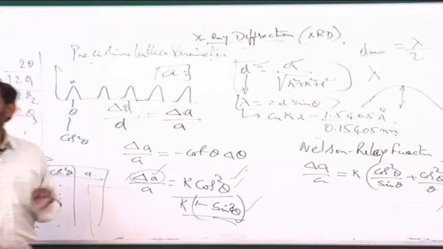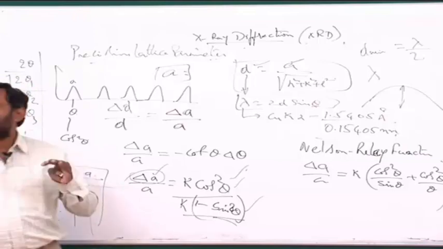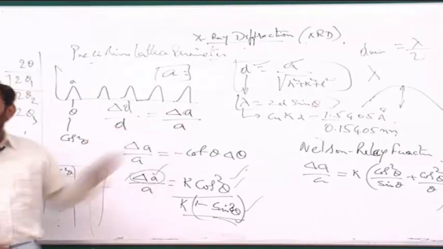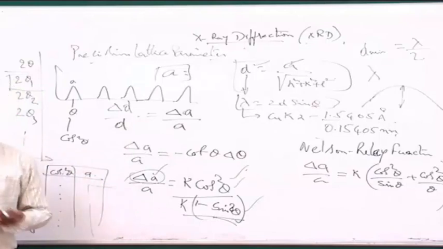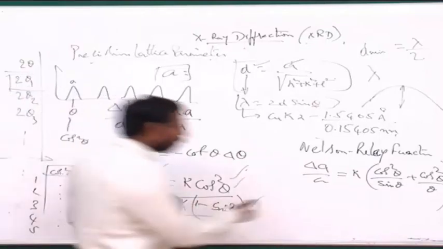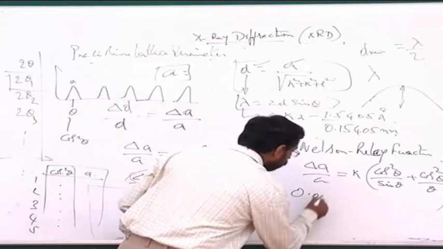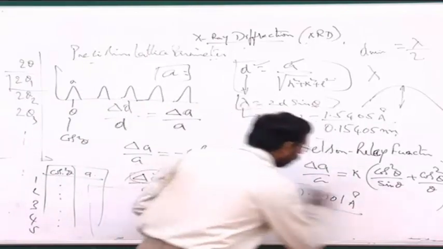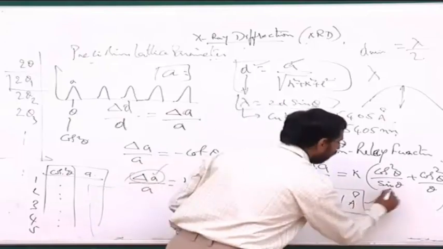And in fact, one of the beauties of X-ray diffraction is that it gives you a very precise lattice parameter. For example, if I use electron diffraction, you won't get a very precise lattice parameter. The lattice parameter precision that you can get is up to 0.001 angstroms. This is the precision that you can get with a Nelson-Riley function.